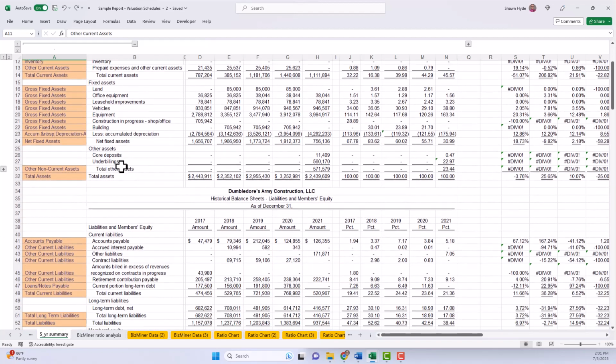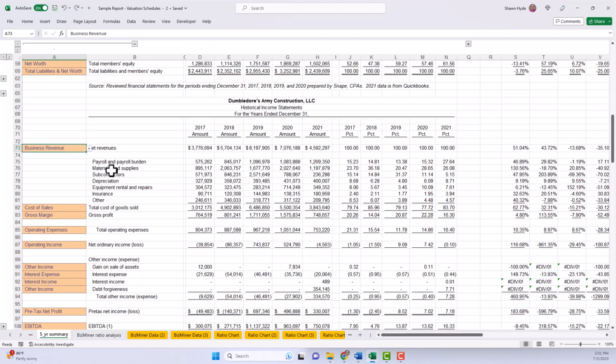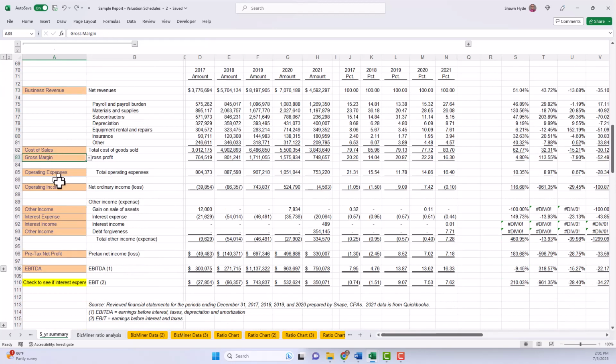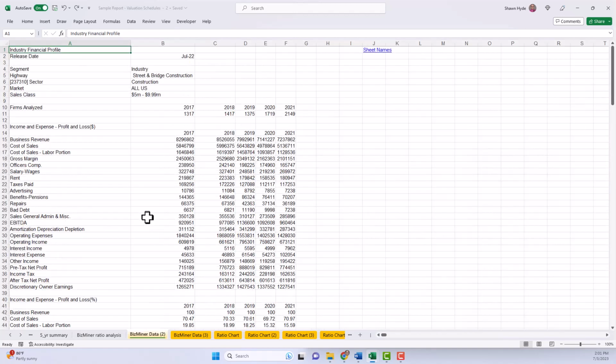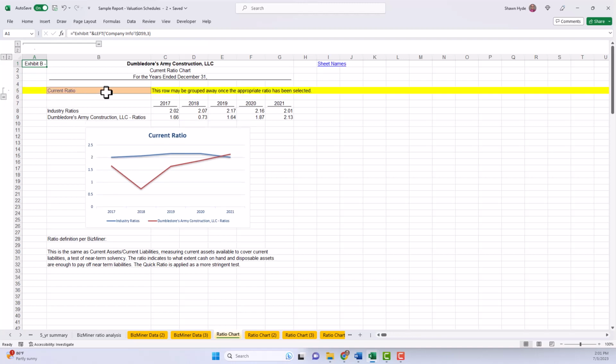So all I have to do is tell my template, this is where the information is. Like, this is the line the revenues are on. This is the line gross margin is on. This is the line interest expense is reported on. And it goes through and grabs it and calculates everything for me. So I can then have these charts. These charts are all tied to a drop-down menu listing all the various ratios that one can look at.